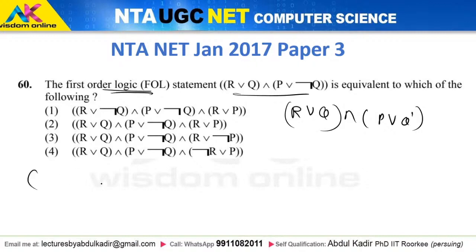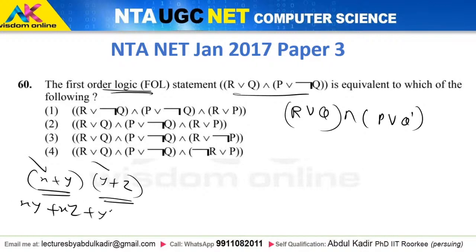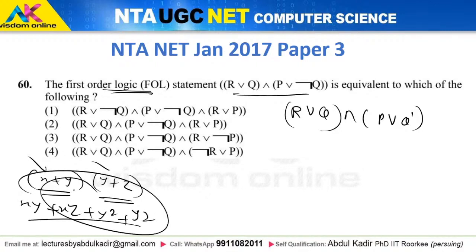These are rules that we have seen in our mathematics. If you remember, x plus y multiplied by y plus z, and then we get xy plus xz plus y square plus yz. These kinds of rules we have in our general mathematics, and we also have this kind of rule in our propositional logic. So we can basically do the multiplication. So you will get rp.